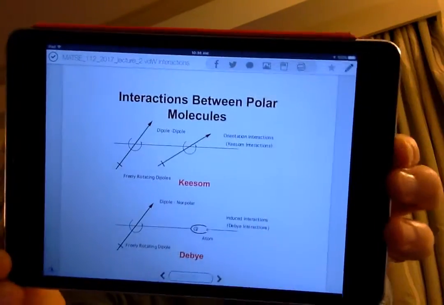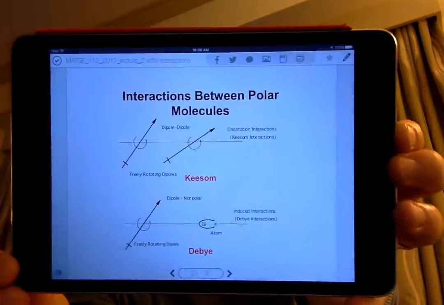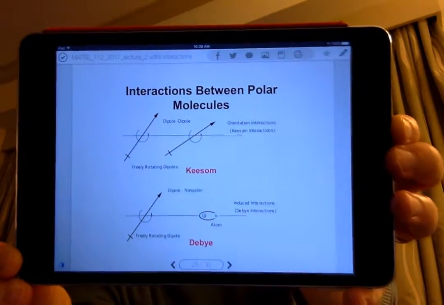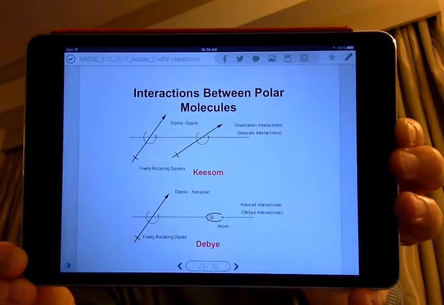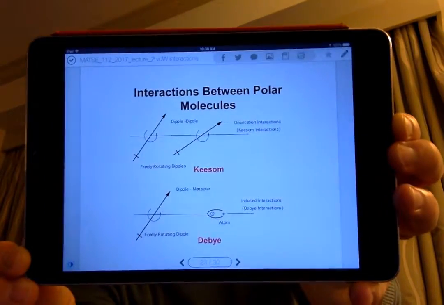So we can break down these interactions between polar molecules into dipole-dipole, which are Keesom forces, or dipole-nonpolar, which are the Debye forces. It's important for you to know the names, but it's really important for you to know the situations because we describe each of these interactions in a different way mathematically.